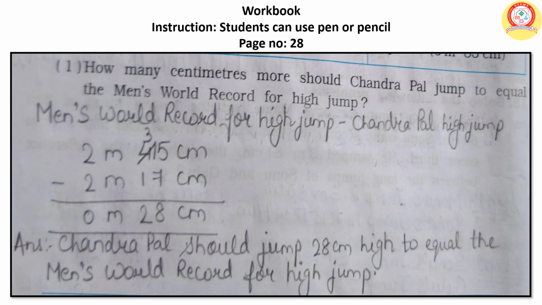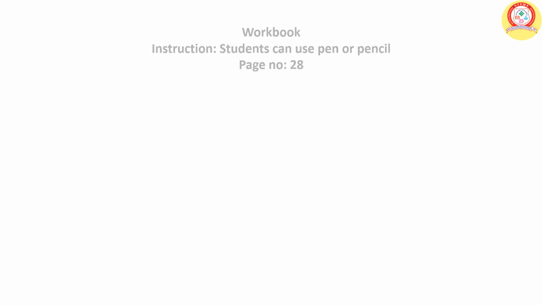Correct, children? So what is the man's world record for high jump? That is 2 meter 45 centimeter. Correct, children? We will minus it with Chandrapal's high jump, that is 2 meter 17 centimeter. And what we will get? 28 centimeter. So Chandrapal should jump 28 centimeter higher to equal the man's world record for high jump. Now let's move to the second.